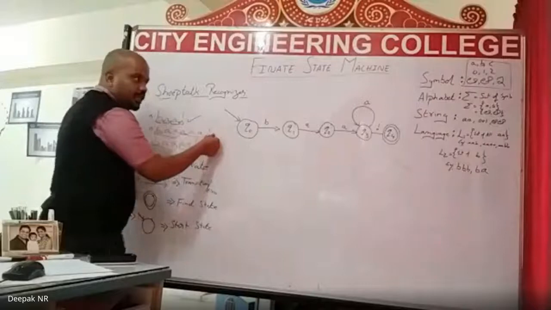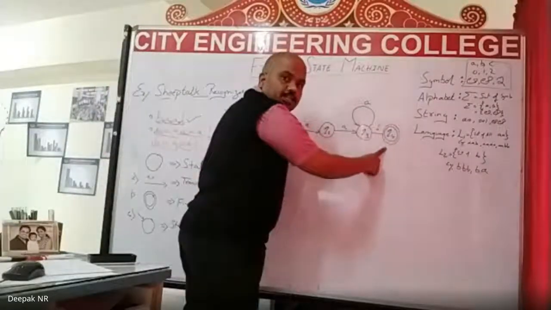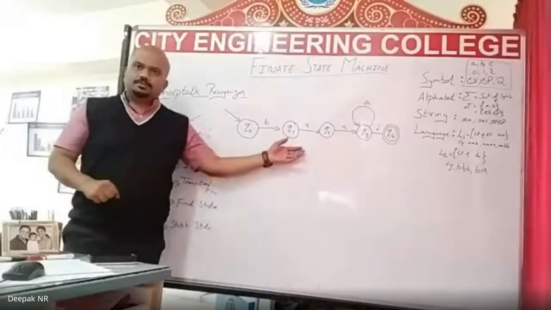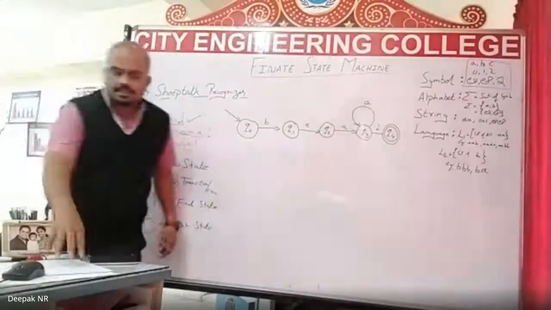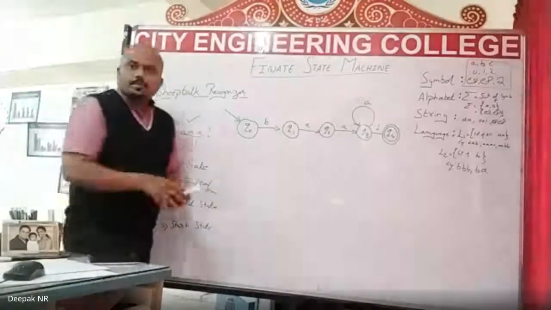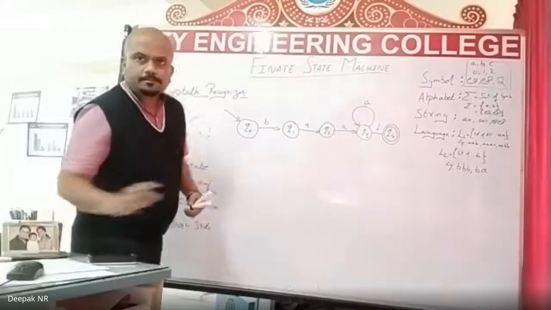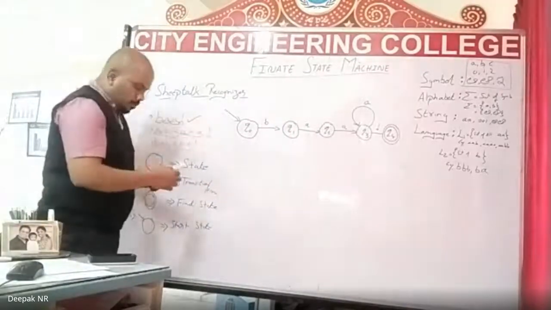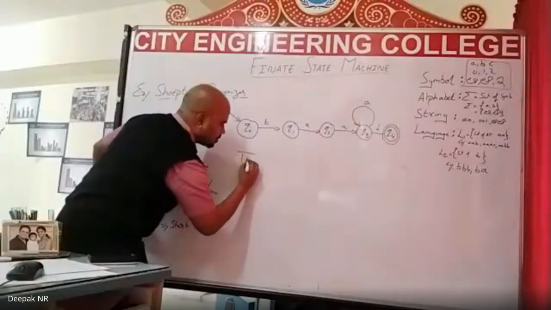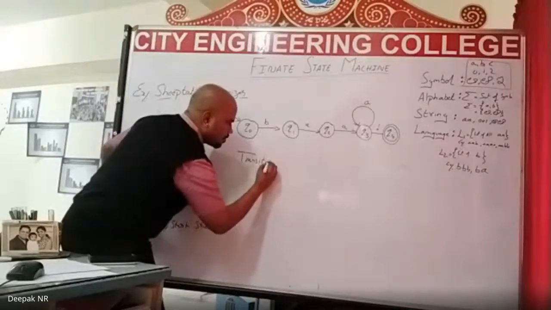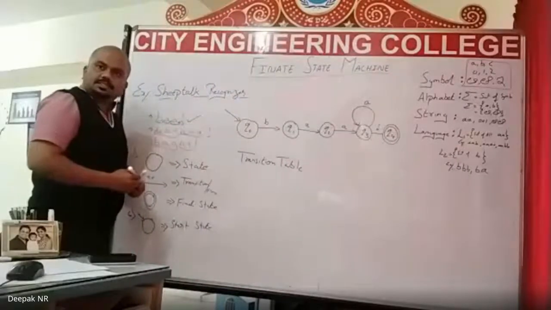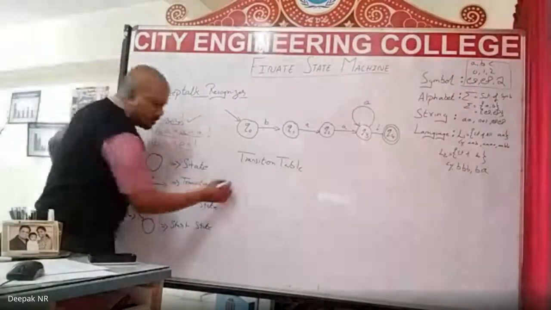By the end of the string, I have to be in a final state. Hence this is a finite state machine. Is that clear, guys? For this, we have to write a few more things. There is a new thing called a transition table. What do you mean by a transition table?